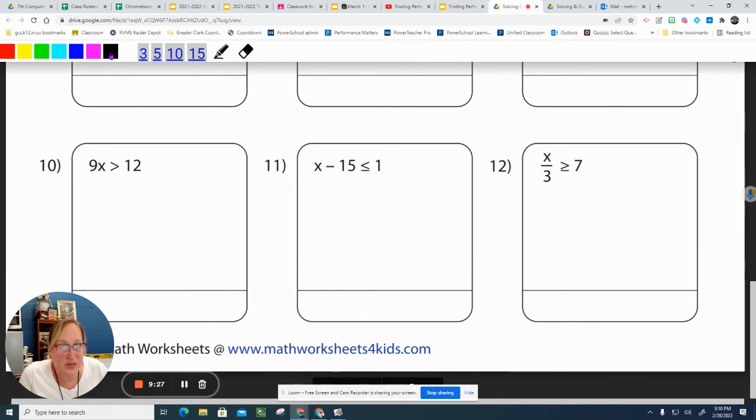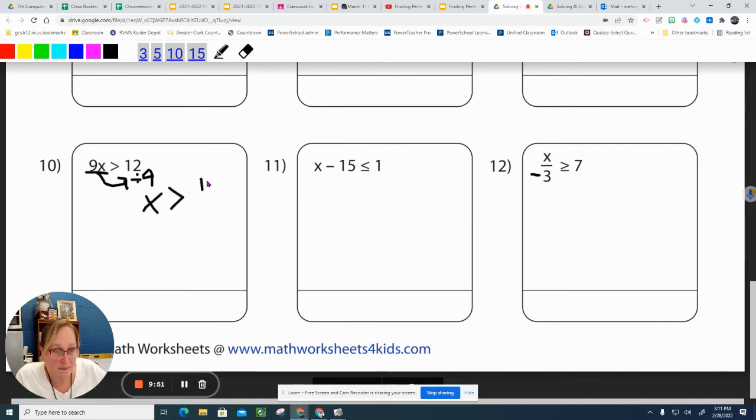All right, so this one is a division problem. We're going to go ahead and make this one over here -3. Okay, so this one is a multiplication problem. In order to move it over, we've got to divide. I'm going to divide by 9. I did not divide by a negative number, so I do not have to flip the sign.